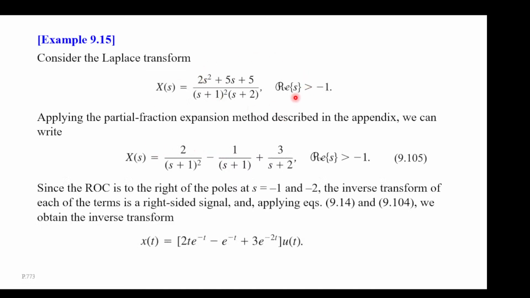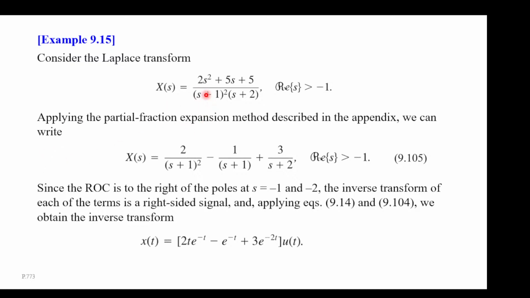Okay, and so now we have this (2s squared plus 5s plus 5) over ((s plus 1) squared times (s plus 2)), with everything right-sided, so real part of s greater than minus 1. And now we see this has a double pole at s equal to minus 1, and a single pole at s equal to minus 2.